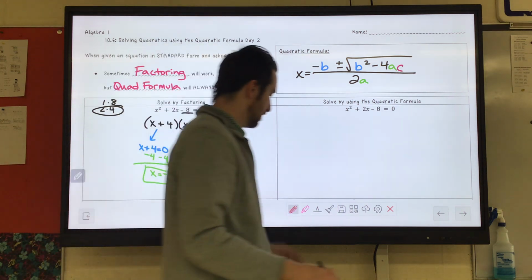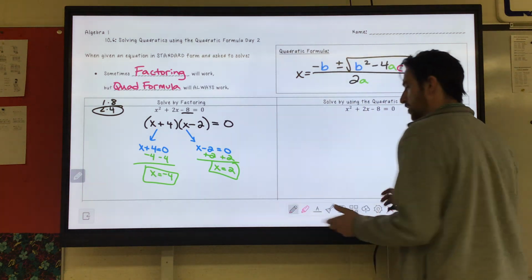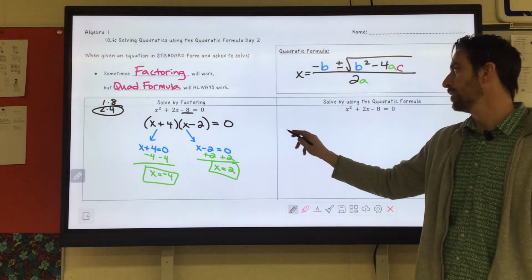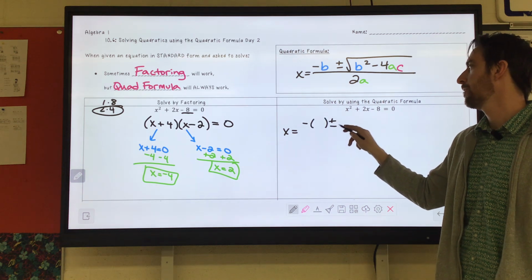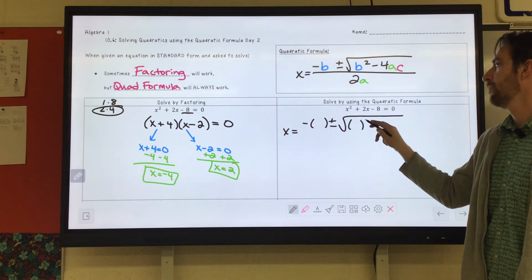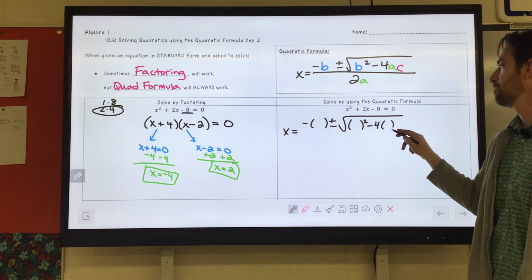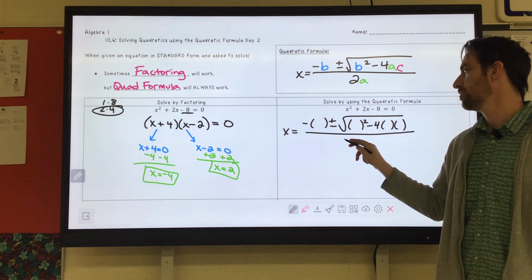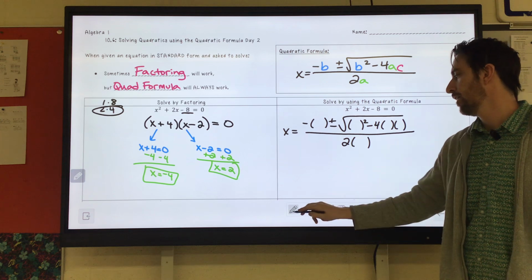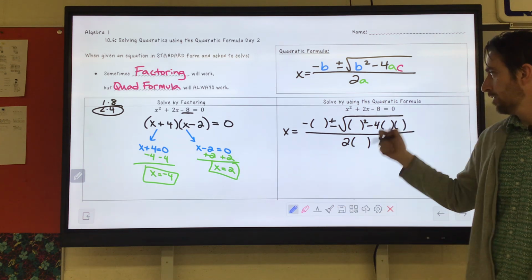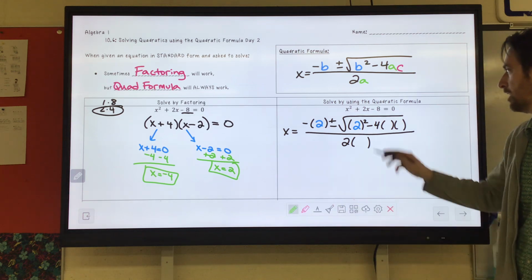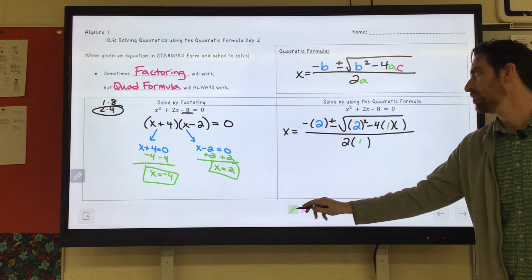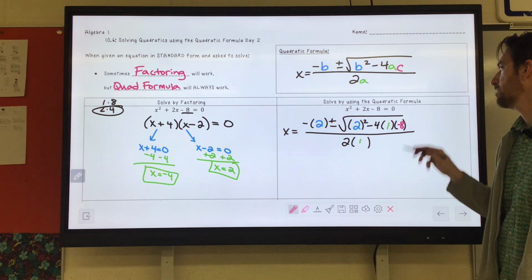That was fun. Let's try the exact same equation using the quadratic formula. A little more work. So opposite of b, our b is 2. We got a is 1, and then c is negative 8.